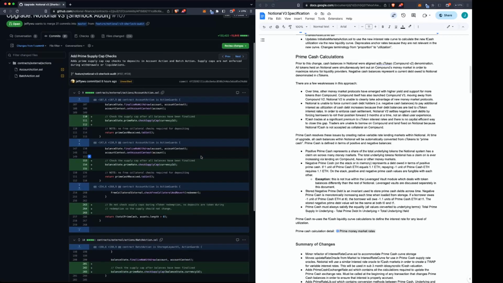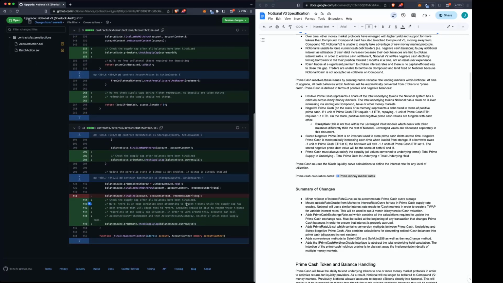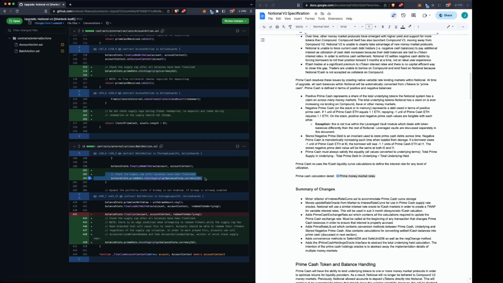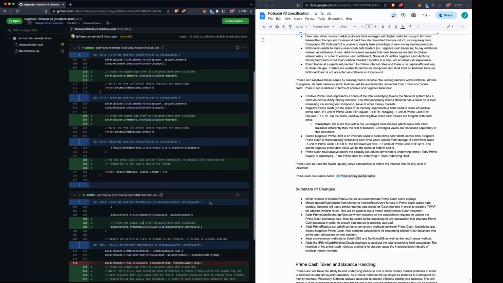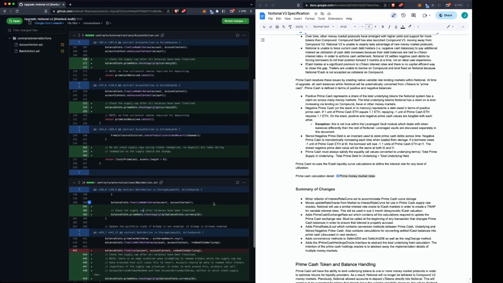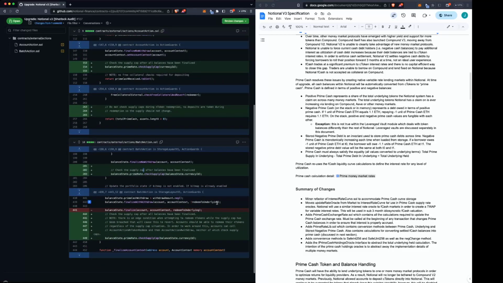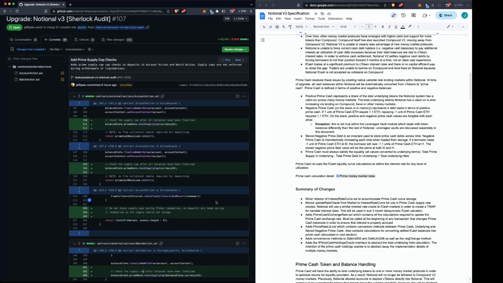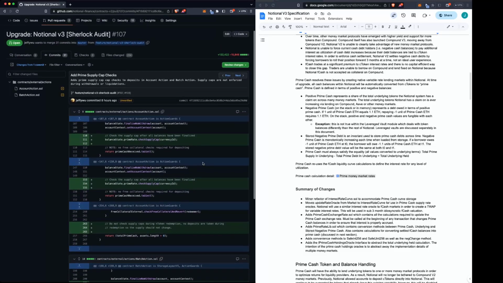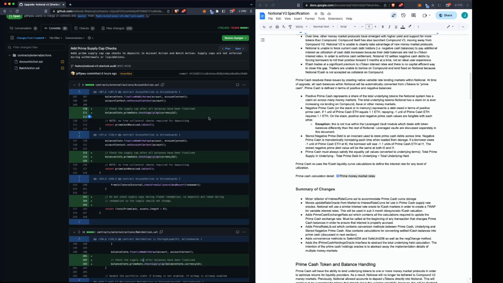This change set adds the check supply cap function to various locations where the prime supply may increase, so that we can enforce a hard cap on certain currencies. Again, these are not enforced on withdrawals, and it's not enforced in liquidations, and you can see that.